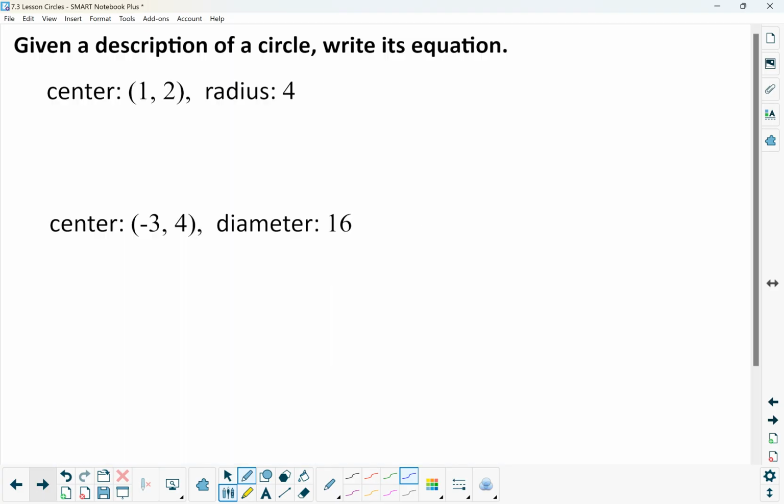Now we're just going to do the reverse. If I give you a description of the circle, can you write its equation? Remember our base equation looks like this. Our goal is to fill in the numbers h and k from the center, and then we want to put a number at the end as well. I would say that sometimes the trickiest thing here is to remember to get the powers with each of those terms at the beginning.